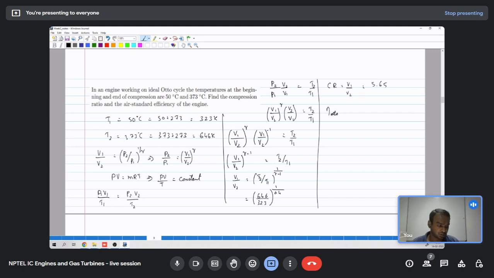When we want the air standard cycle efficiency, we use this relation, 1 minus 1 by r power gamma minus 1. That is 1 minus 1 by 5.65 power 0.4. So this is 49.97%. Any questions with this problem?